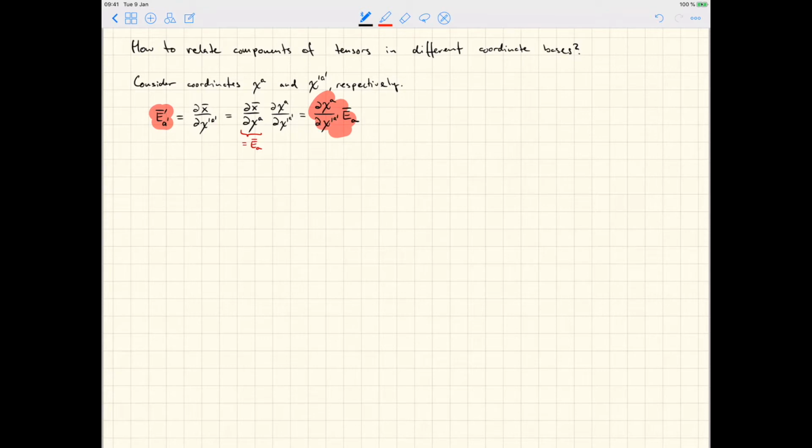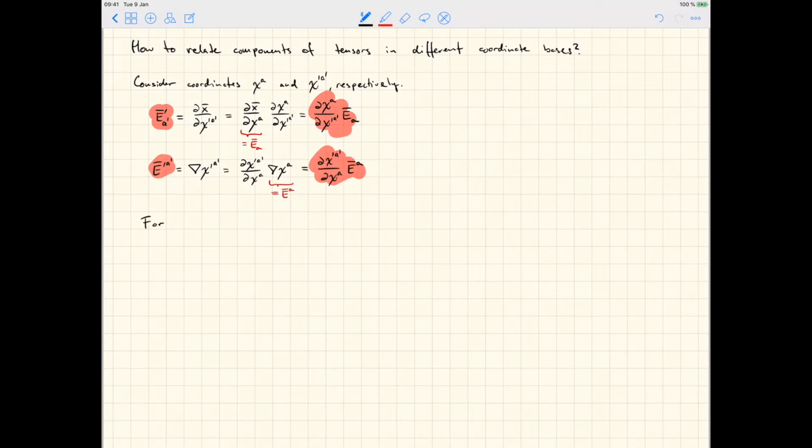We can do the same thing for the dual basis, so let's take the primed dual basis vectors, which are defined as the gradients of the primed coordinate functions. Again, using the chain rule, we find that this is equal to the partial derivatives of the primed coordinates with respect to the unprimed ones multiplied by the gradients of the unprimed coordinate functions. So this is all equal to the partial derivative of the primed coordinate functions with respect to the unprimed coordinate functions multiplied by the unprimed dual basis. And this is because the gradient of the unprimed coordinate functions is equal to the unprimed dual basis.